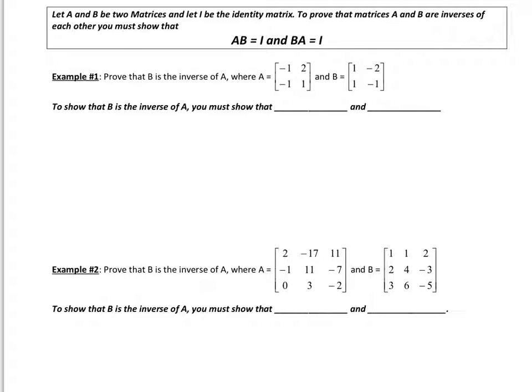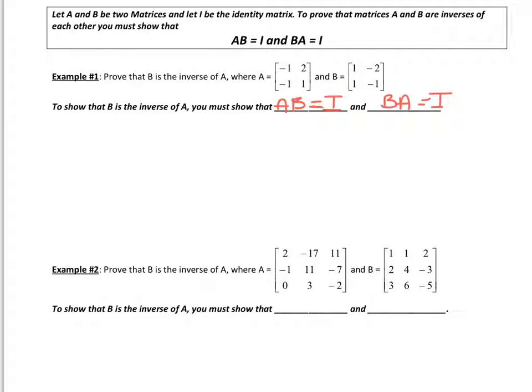So, example number 1. Prove that B is the inverse of A, where A is this 2 by 2 matrix and B is this 2 by 2 matrix. So to show that B is the inverse of A, you must show that A times B equals the identity matrix and that B times A equals the identity matrix.